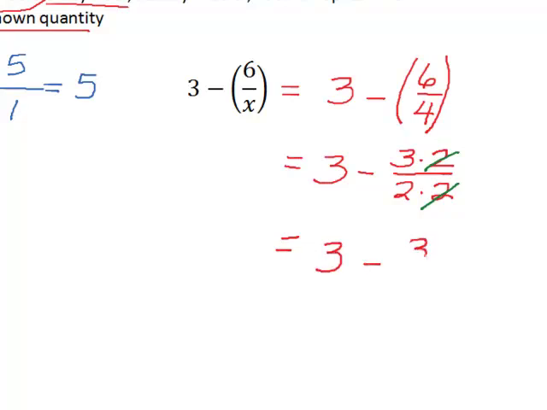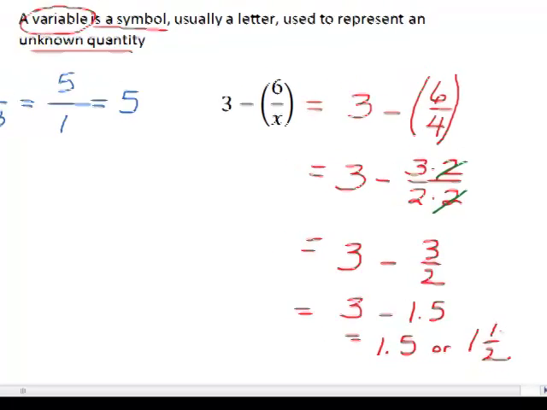So 3 minus 3 halves, or 3 halves is 1.5. So we can write here 3 minus 1.5. And 3 minus 1.5 is 1.5 or 1.5. You can leave it in any form.